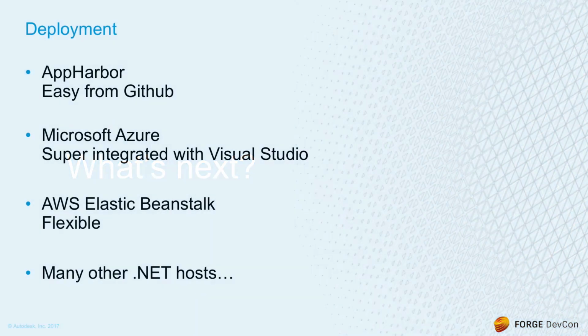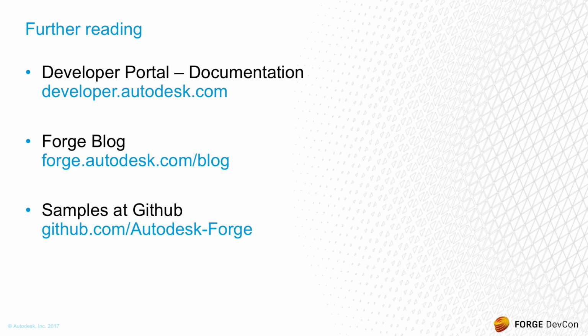So what's next? Next, we have to worry about deployment. If we have a desktop application that connects to a cloud or a full cloud application, we need to host that somewhere live. It can be on something as easy and free as AppHarbor. It connects to GitHub very easily. You can also use Microsoft Azure or AWS, like AWS Elastic Beanstalk, which is one of many ways of deploying your .NET applications. And for more information, take a look at developer.autodesk.com, our blog, and of course, samples on GitHub.